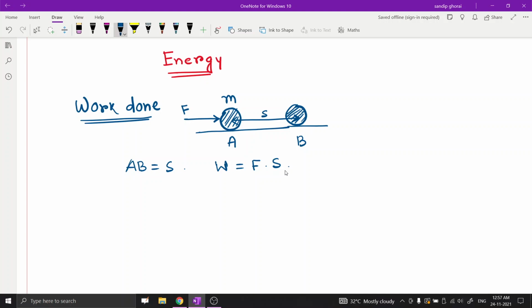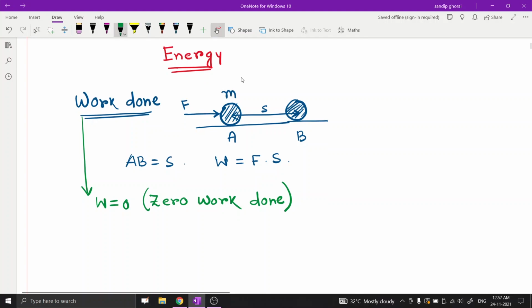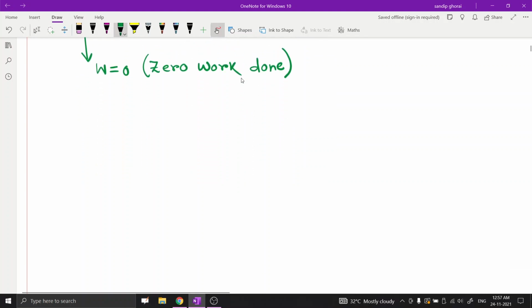Now the question is, when do we get zero work done? If W is equal to 0, we say this is zero work done. What are the conditions for zero work done? Simply, we get three conditions. The first one is when the applied force F is 0.